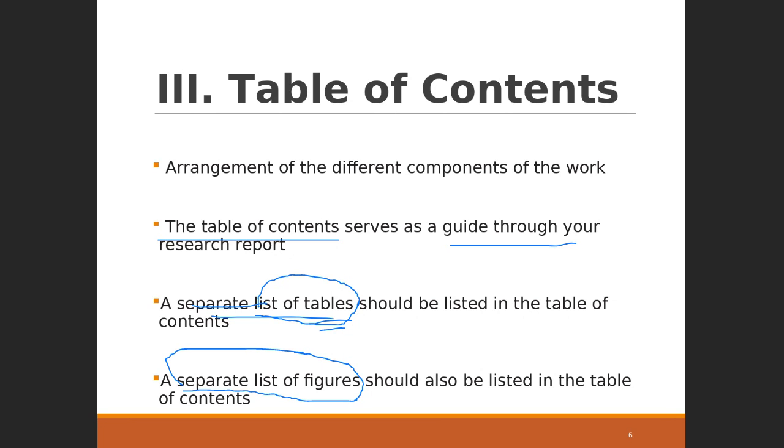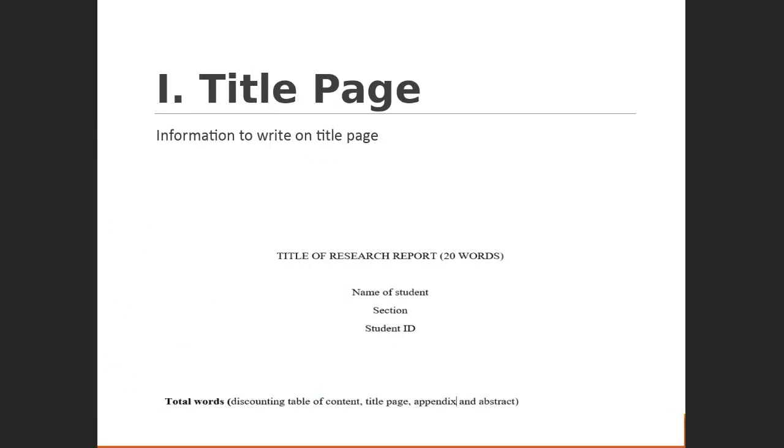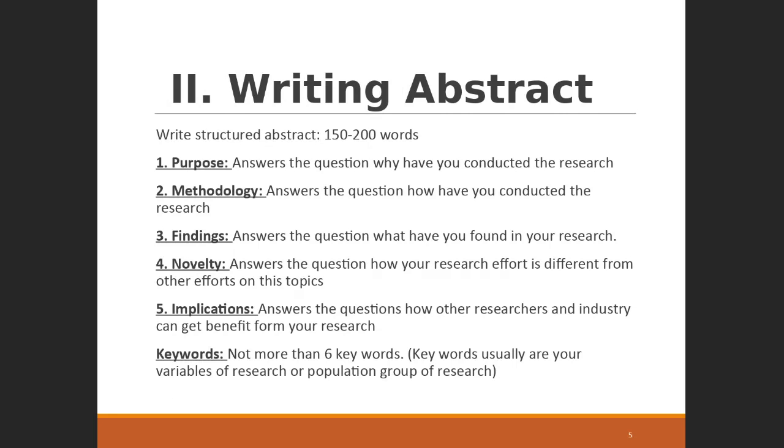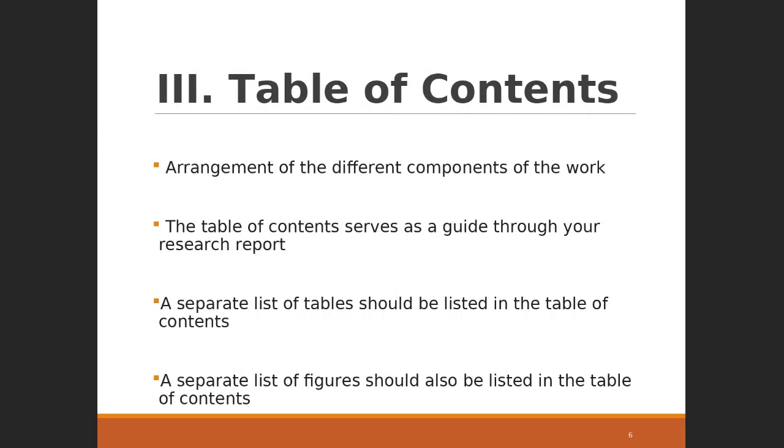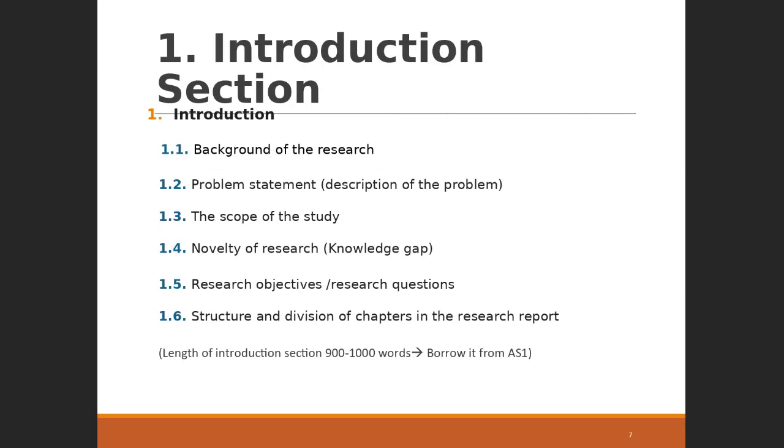A separate list of figures should also be listed in the table of contents. So you need these three pieces of information in your table of contents: number one, the headings and subheadings in your research report; number two, a separate list of tables; number three, a separate list of figures. These are the three requirements in your research report before you begin actually writing it. Title page is number one. Number two, your structured abstract, which we have just discussed, and the table of contents. After these three important elements, you will actually start writing your research report.